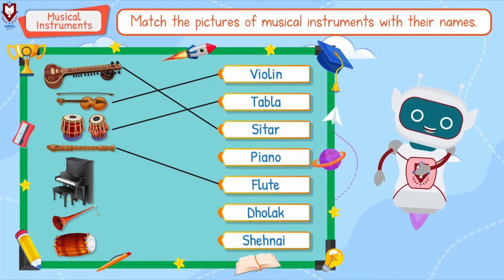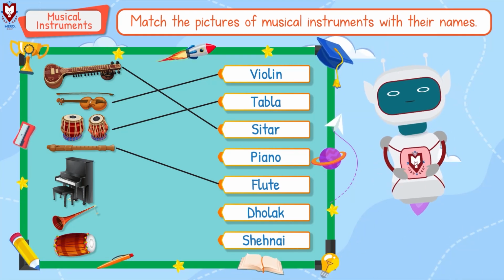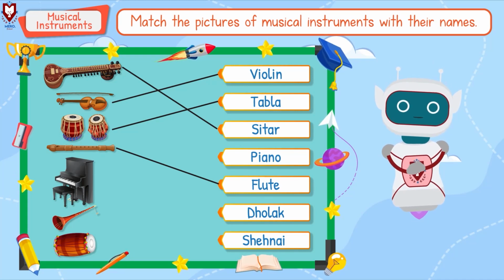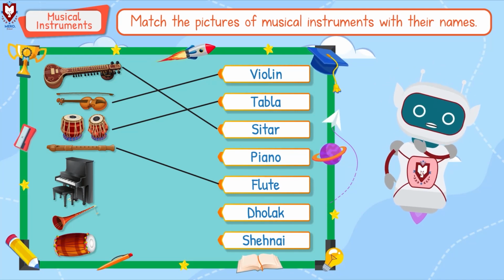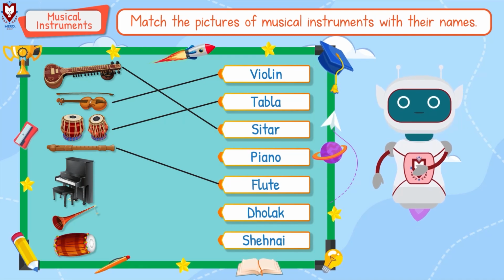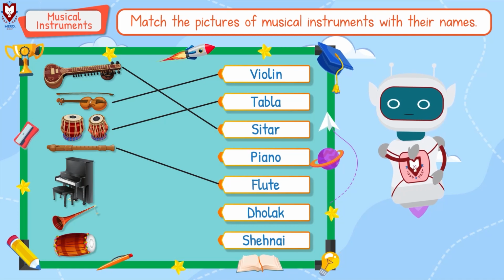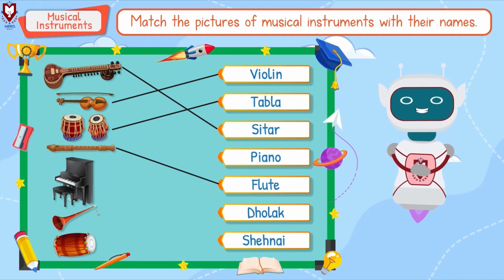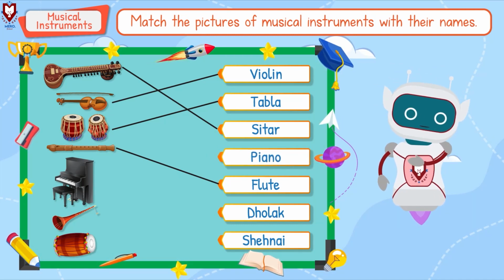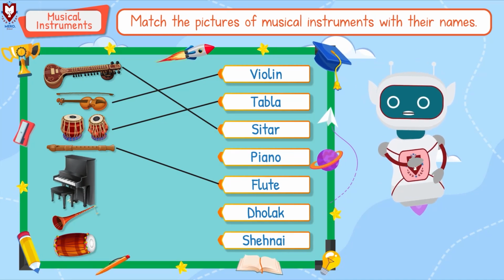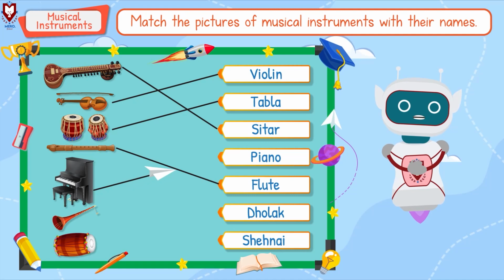Now, let's hear another music. Wow, what a pleasing music it is, right? Can you tell which instrument produces this music? Yes, it's a piano. And which one is the picture of a piano? Yes, this one. Now match it with its name.